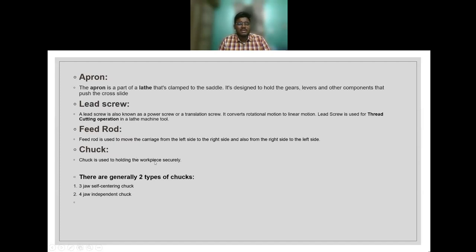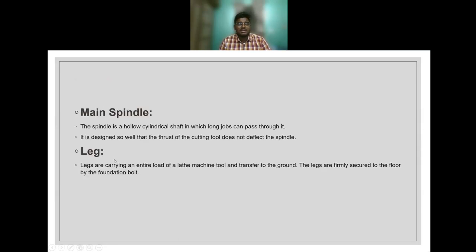And the chuck. The chuck is used for holding the workpiece securely. If you are applying the chuck, we can hold the workpiece securely. There are two types of chuck: the three jaw self centering chuck, and the four jaw independent chuck. So the main spindle. The main spindle is a hollow cylindrical shaft through which the jobs can pass. It is designed such that the thrust of the cutting tool does not deflect the spindle.